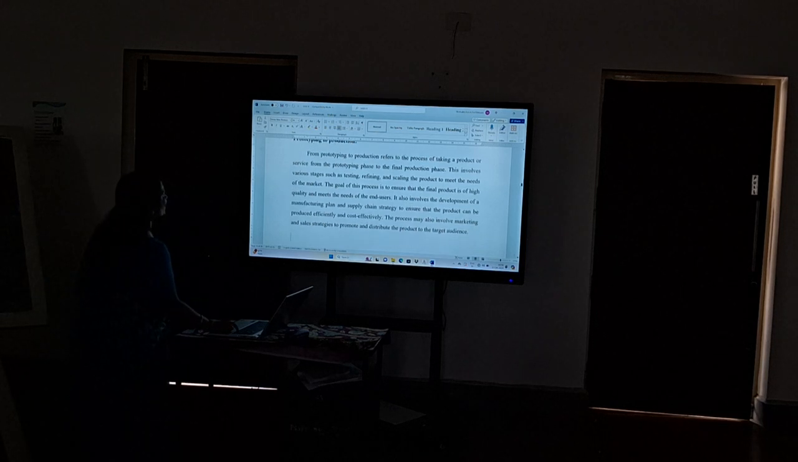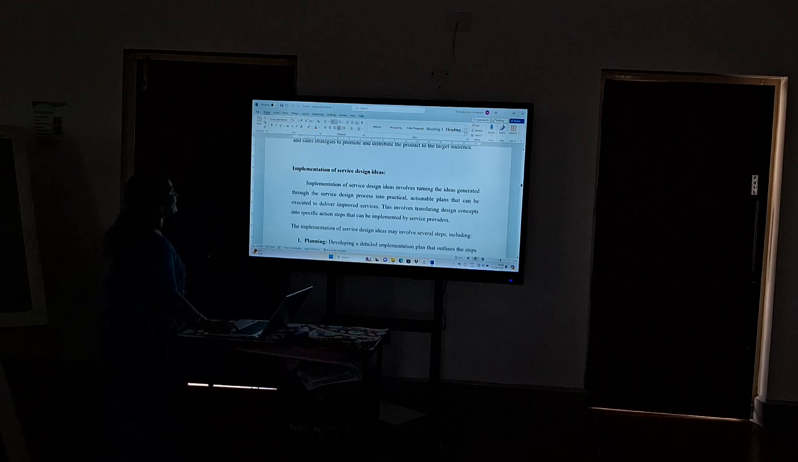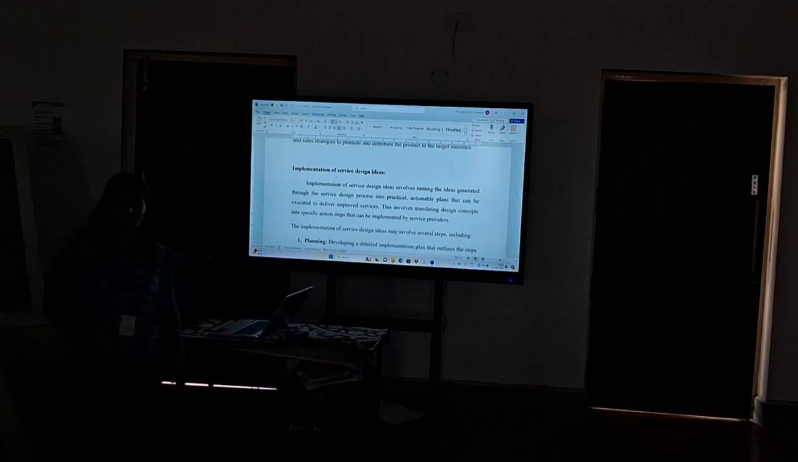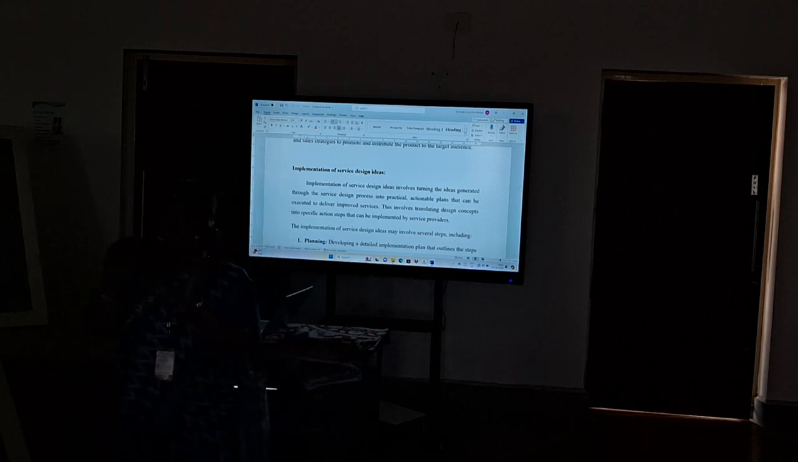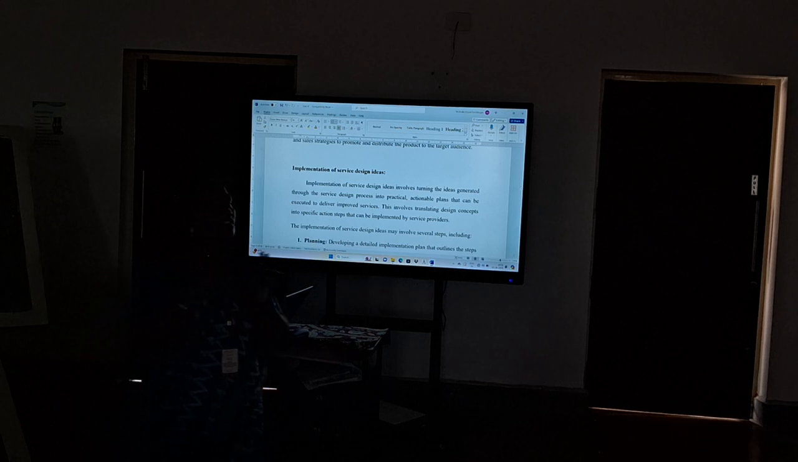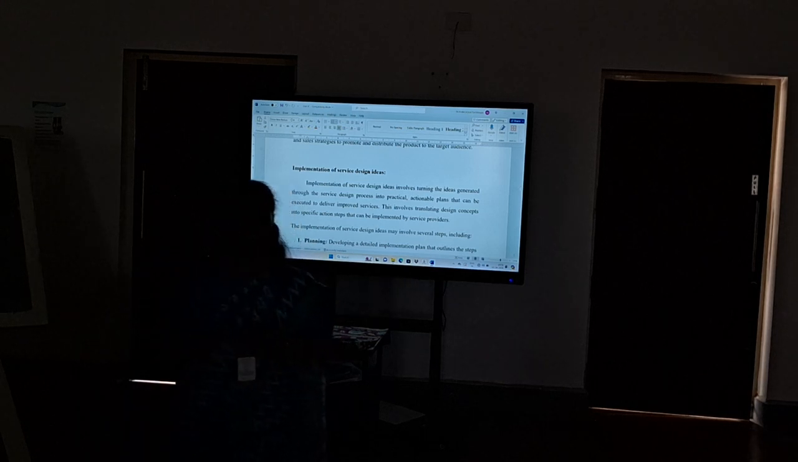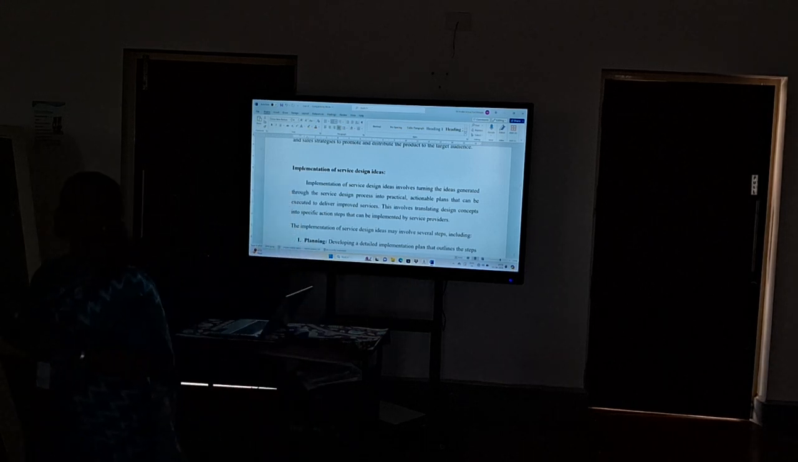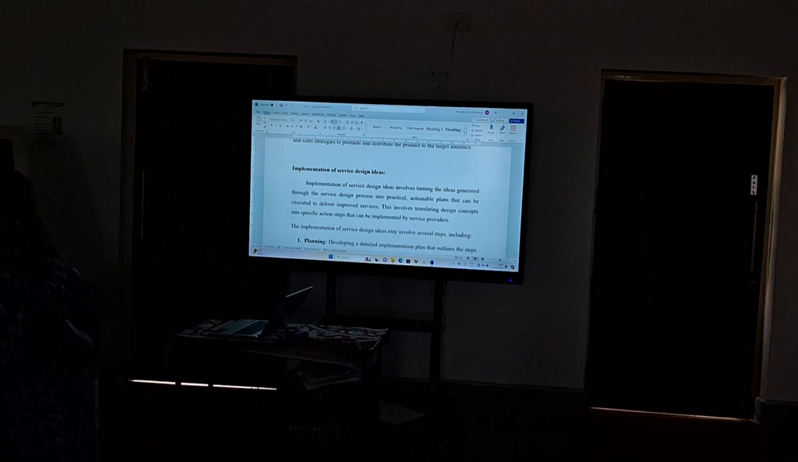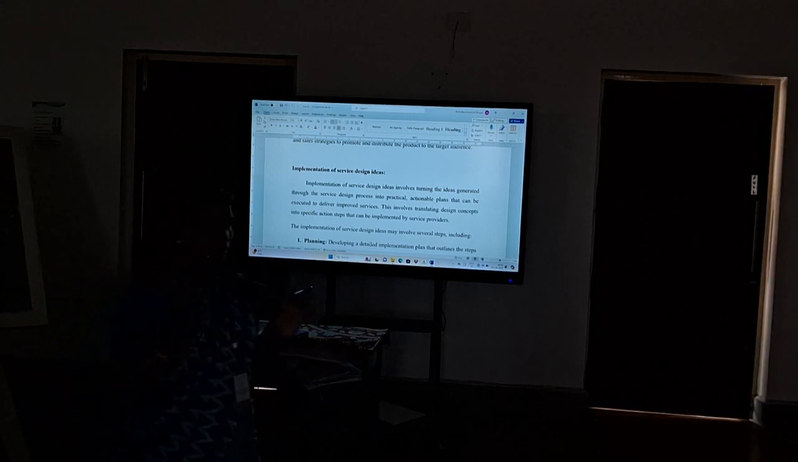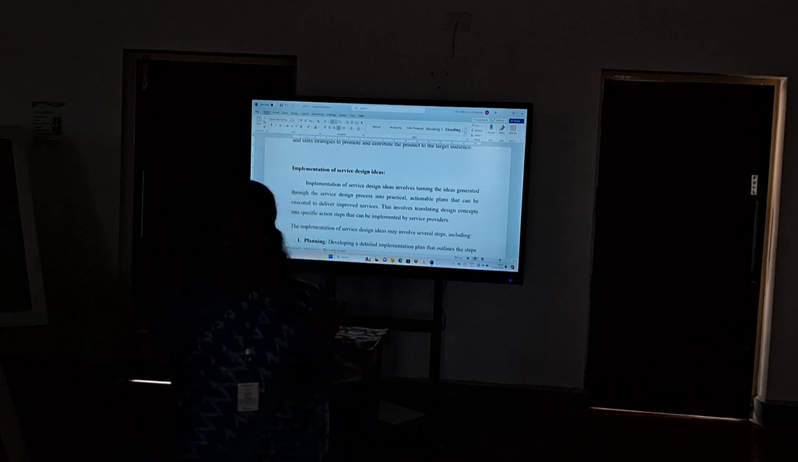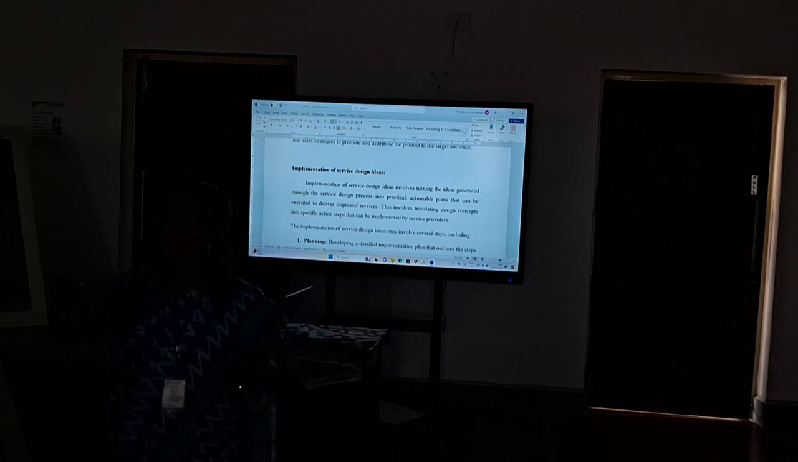Prototyping to production, this you will learn later. Implementation of service design. There are two kinds of products, as we know. One is a physically visible product, another is a service based product. Anything you make, a software, an application, or a security system, is also called a product, but they are all called a service.